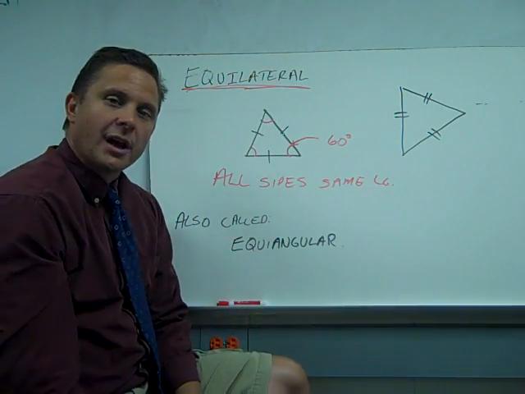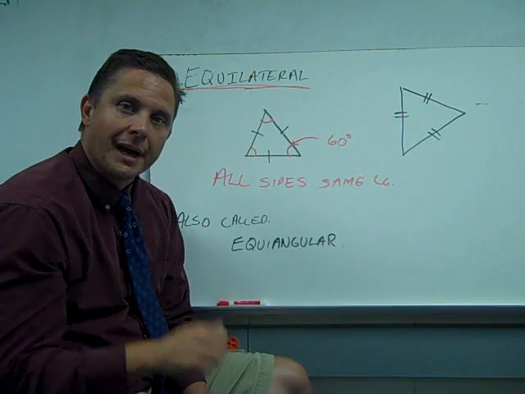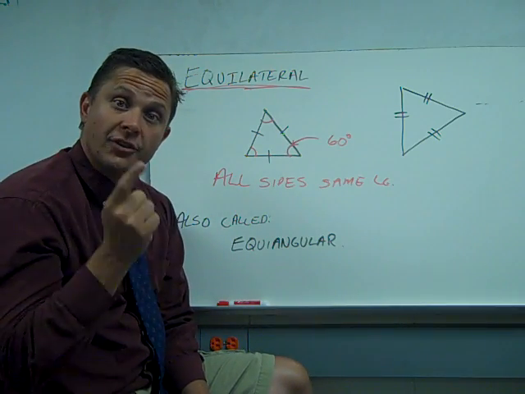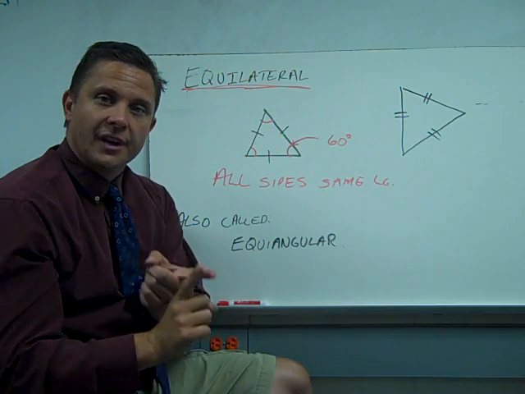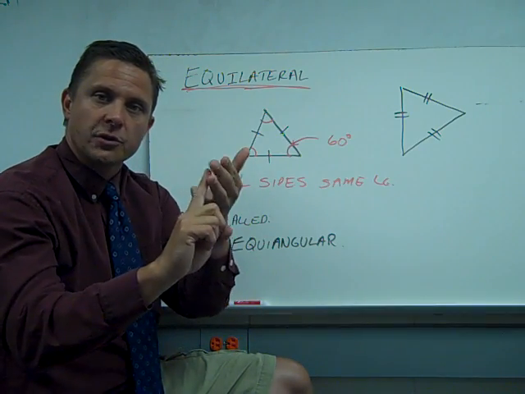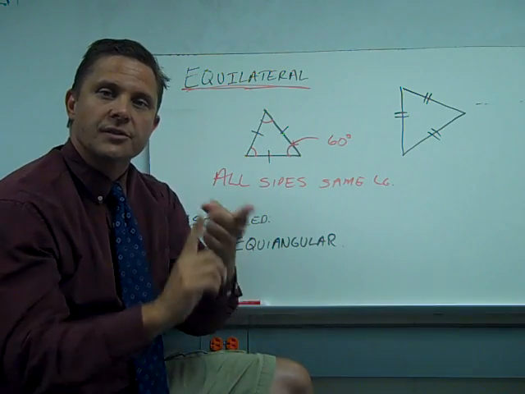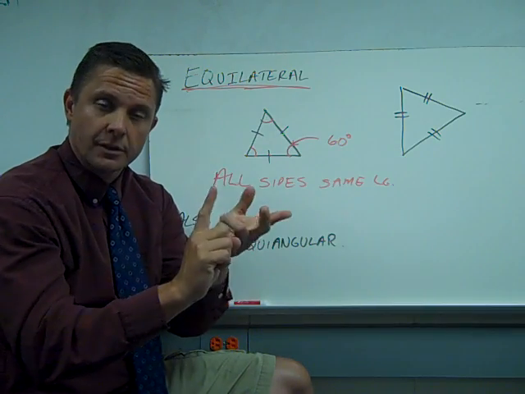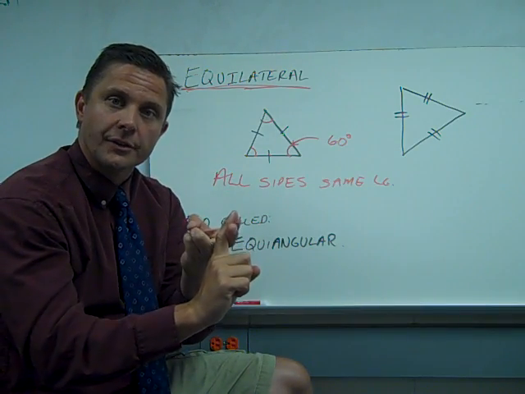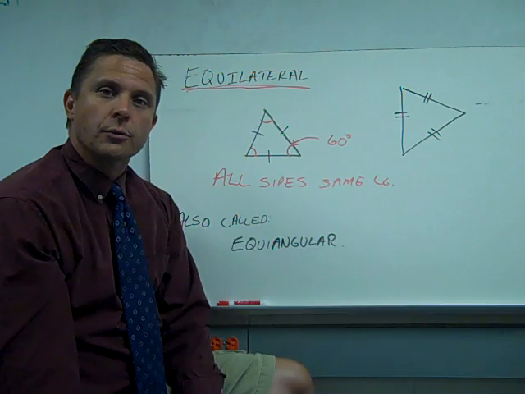Again, we talked about how to classify triangles now by not only angles, but now sides. So for angles, we have acute, right, and obtuse. And for sides, we have scalene, all different sides, isosceles, 2 equal sides, and equilateral, 3 equal sides.